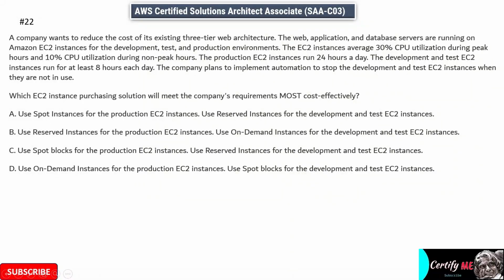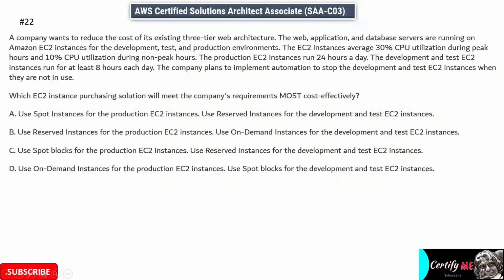Option C. Use spot blocks for the production EC2 instances. Use reserved instances for the development and test EC2 instances. Option D. Use on-demand instances for the production EC2 instances. Use spot blocks for the development and test EC2 instances.